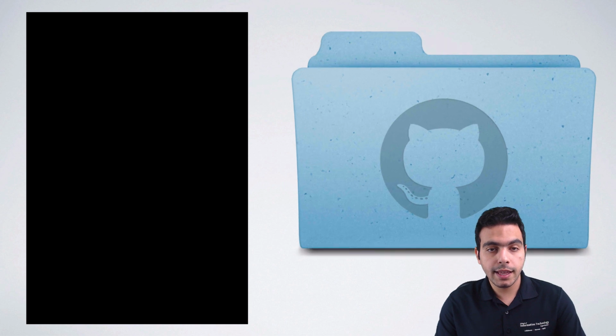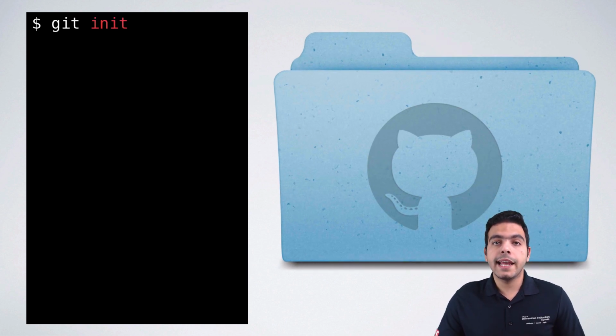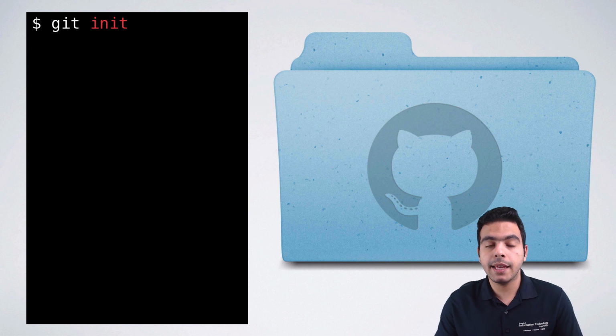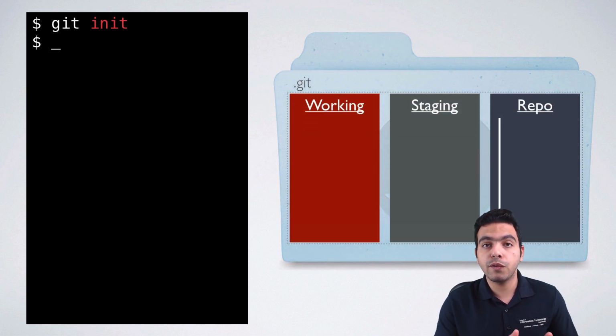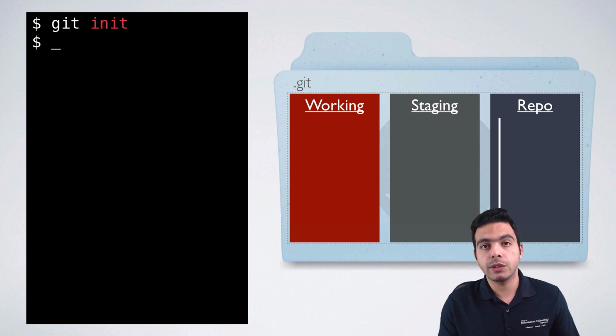And so we'll navigate there and we will run the git init command. Now, behind the scenes, what's really happening is that Git creates a hidden folder called .git. That folder really contains all the supporting files that make your folder a Git repository.